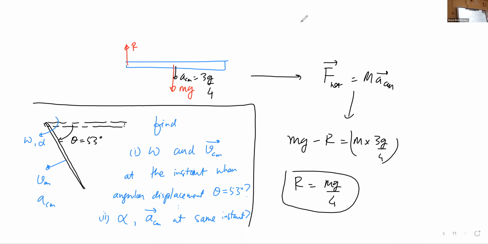So the reaction force is mg/4, right? So the rod is actually falling also. But reaction force is not doing work, right? No, sir, not in this case. So that is the instantaneous acceleration of the center of mass. It's downwards 3g/4. So the net force along the y axis is not zero, right? It's non-zero, because the center of mass has a vertically downward acceleration.